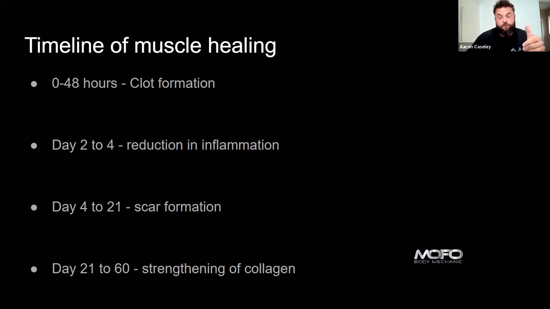Day 2 to 4, you've gone through the inflammation stage and the inflammation is now starting to reduce. Again, at this stage, we haven't laid down repair tissue. We haven't laid down scar tissue. There's a substance called fibrin, which is what the early repair tissue is formed of. And fibrin is like a spider's web. Think about how fragile a spider's web is. The fibrin filaments that have filled the gap in the muscle have the same tensile strength as that spider's web. So if you're pulling those apart, they're going to tear really easily.